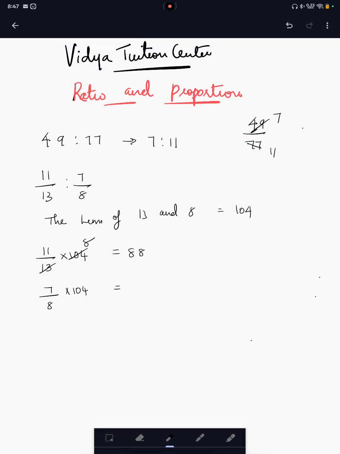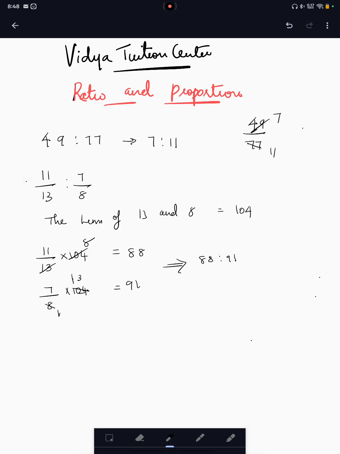Yeah, guys, so now I'm cancelling it here. 1 times it will be, this is 2, 8 times... 8 3s are 24, so 7 into 13 is 91. So the ratio becomes 88 is to 91.